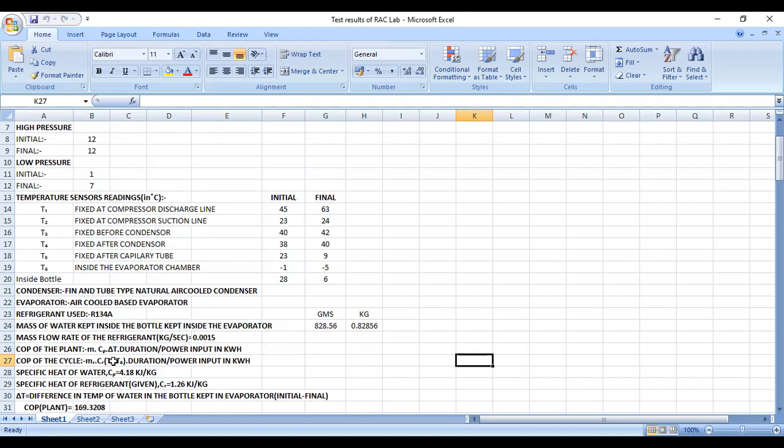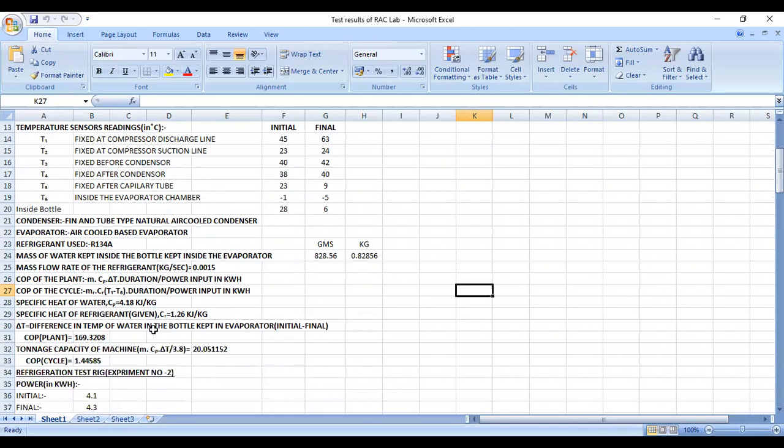COP of the plant is the mass times specific heat times temperature difference, divided by duration per cycle input in kilowatt hour. COP of the plant is m Cp (T1 minus T6) over duration per cycle input of refrigerant. So specific heat of water is 4.12, specific heat of refrigerant becomes 1.26 kilojoule per kg. Delta T, the temperature difference of water in the bottle kept in the evaporator, initial and final is given. And COP of the plant is 169, and tonnage capacity of the plant becomes 1.44.